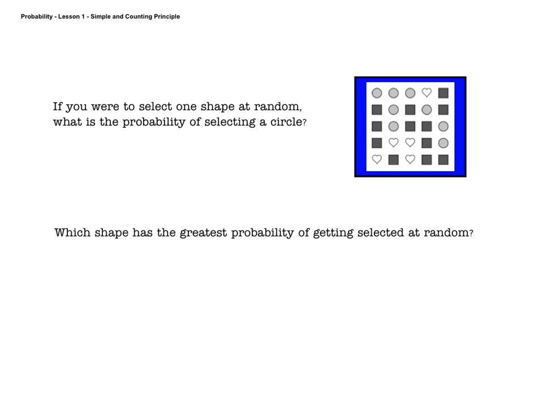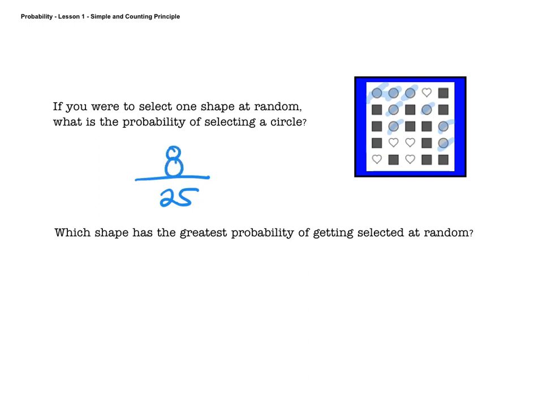Okay, if you were to select one shape at random, what's the probability of selecting a circle? The sample space is all of the shapes. So it looks like this is a 5 by 5. So there's 25 shapes total. And then we have to count how many are circles. 1, 2, 3, 4, 5, 6, 7, 8. So 8 circles out of 25.